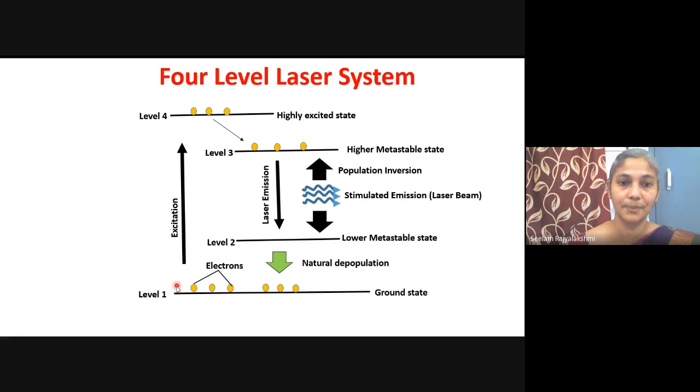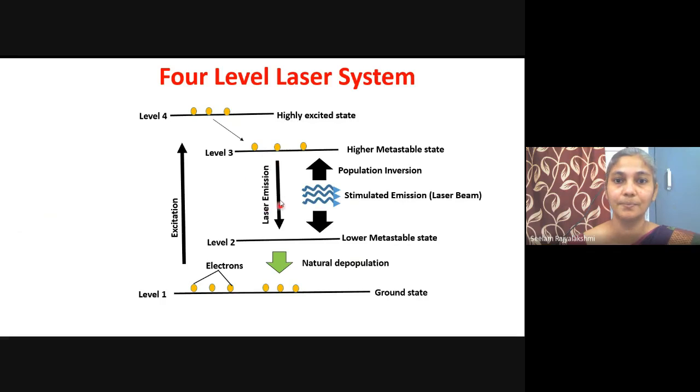Now let us give the pumping. Whenever we use pumping, the atoms present in the ground state absorb this radiation and go to the higher energy level. From here to here, these atoms come very fast because this is a very short-lived energy level. Whenever the atoms come to level 3, we can observe the lasing action. We can observe stimulated emission, or we can say the laser beam.